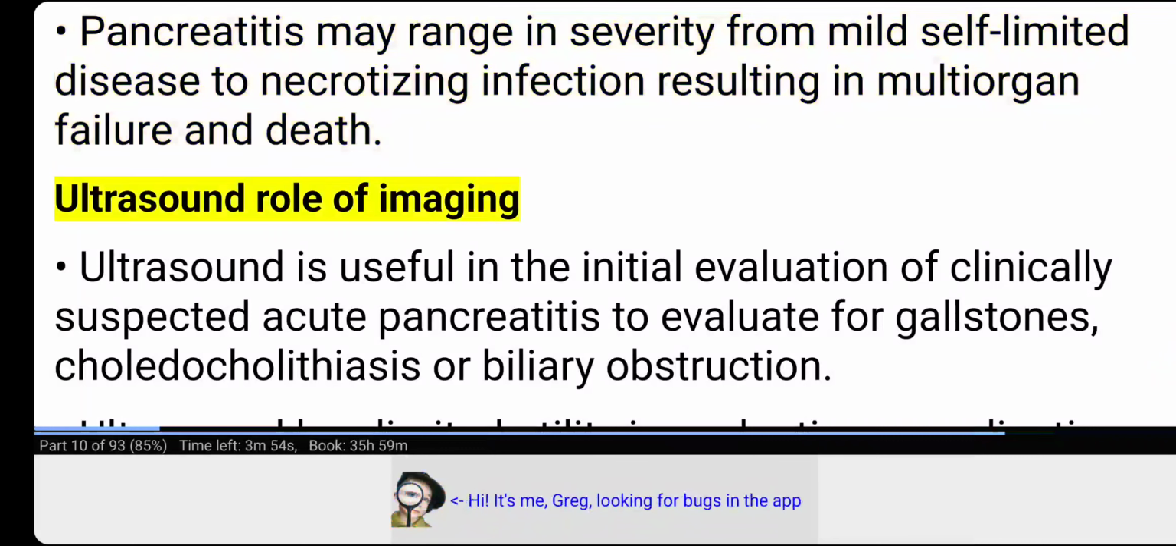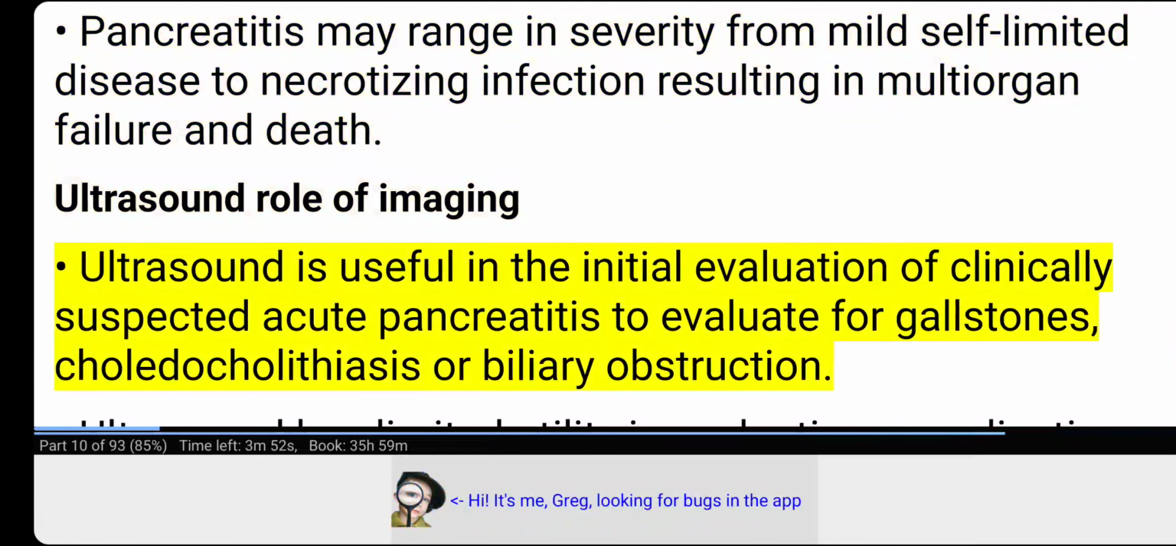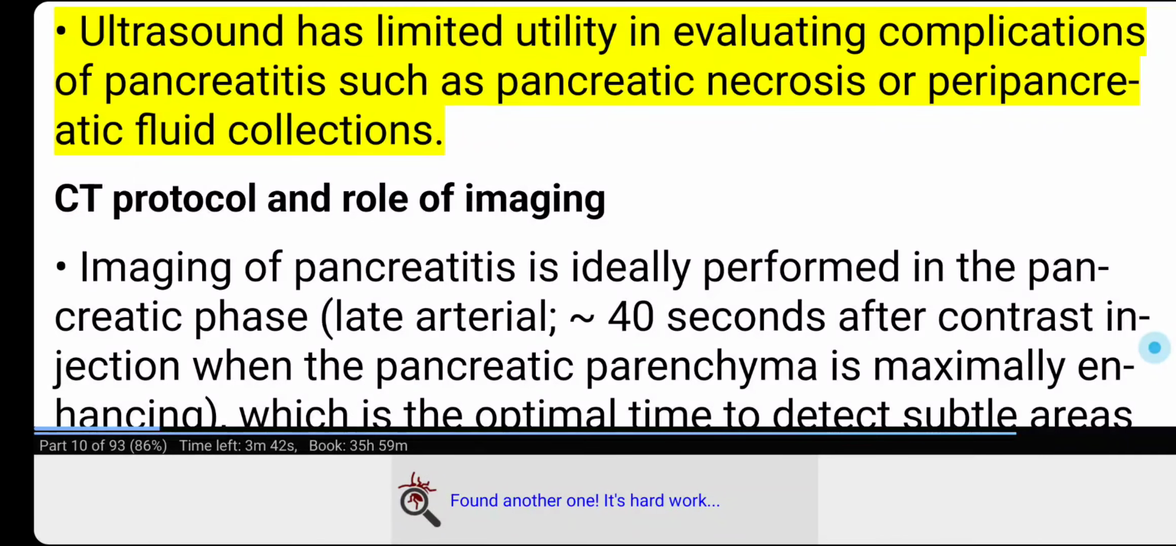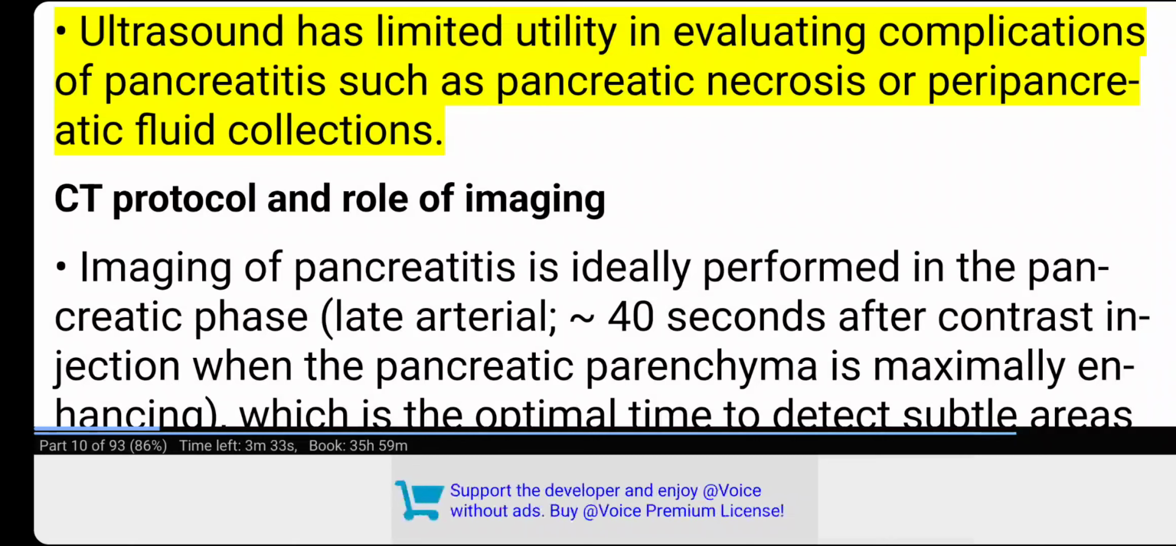Ultrasound role of imaging. Ultrasound is useful in the initial evaluation of clinically suspected acute pancreatitis to evaluate for gallstones, cholangiopathy or biliary obstruction. Ultrasound has limited utility in evaluating complications of pancreatitis such as pancreatic necrosis or parapancreatic fluid collections. CT protocol and role of imaging.